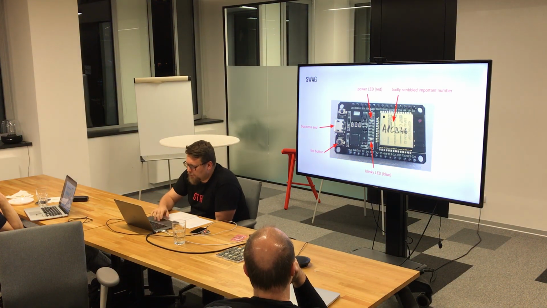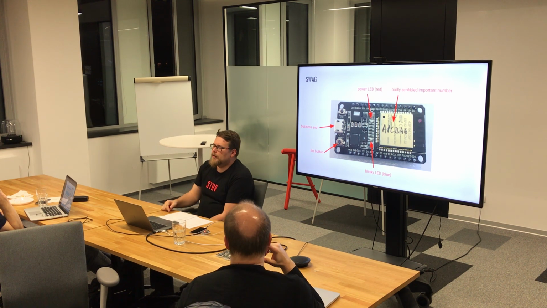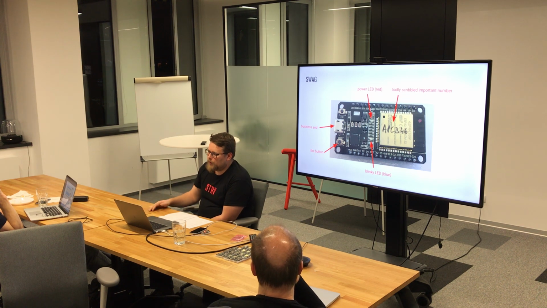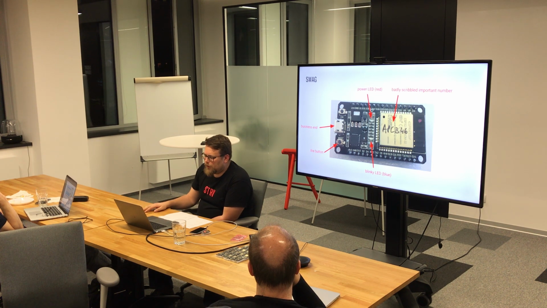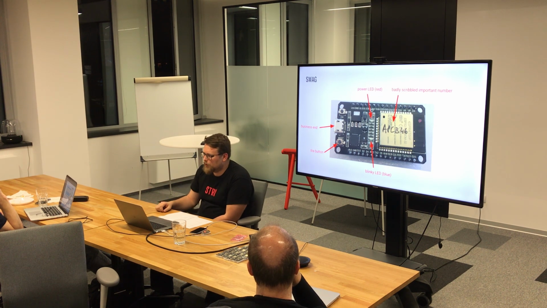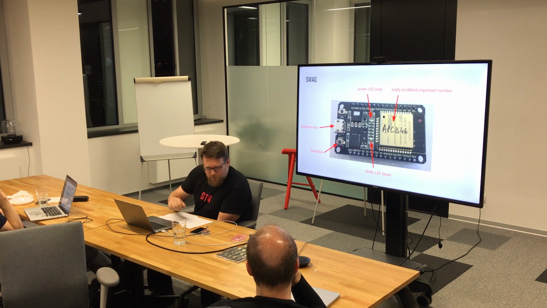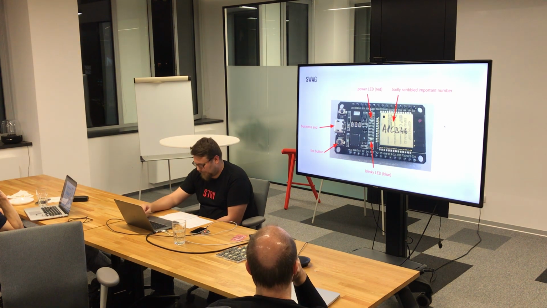We have the power LED, which is red, which is here, and the blinky LED, which is blue. And we have the scribbled important number. Because the devices are all the same, they need this number so that you can distinguish them from each other. So each one will get a device with a different number, and if you are implementing something, please do not connect to your colleague's device, connect to your own. So try to remember the number or look at it each time when you are connecting.